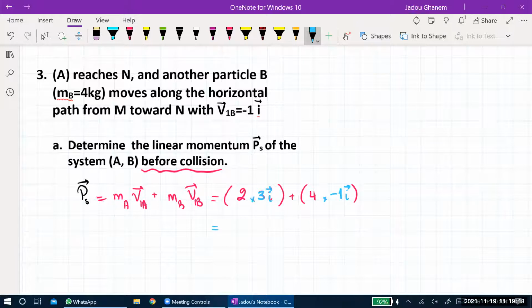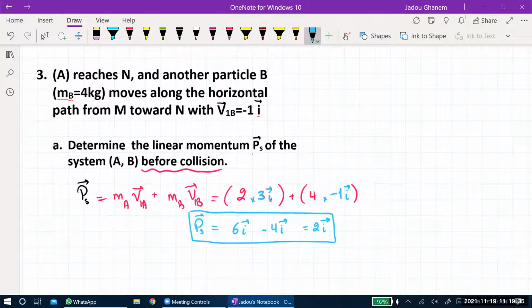Now we can just write 6i minus 4i, and the answer will be 2i. This is the linear momentum of the system before collision. Check if you have any question or if there is something not clear here with this part before I solve.